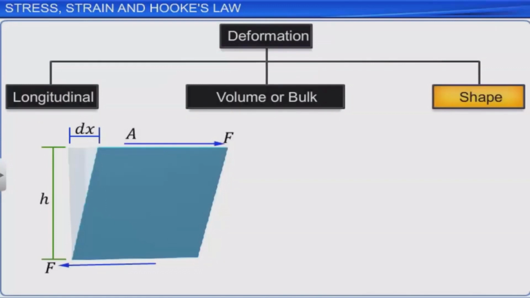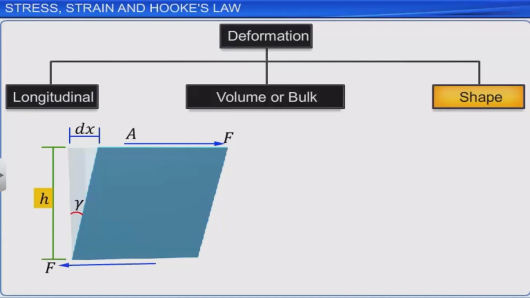When a force is applied to the top surface of the body tangential to it, the top surface is displaced laterally with respect to the bottom surface by length dx. Simultaneously, the vertical face of the body normal to the direction of the force applied is tilted through an angle gamma from the vertical. Let the vertical height between the two horizontal surfaces be h.